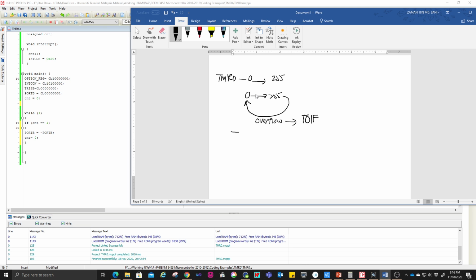So when this happens, your program will go to interrupt, right? It will go to interrupt up here because the overflow had happened and the TOIF is already 1. Because of this condition flag, the interrupt happened. So right now your count plus plus means the current latest value of count will be plus 1. So the first value is 0 plus 1 and the value now is 1.